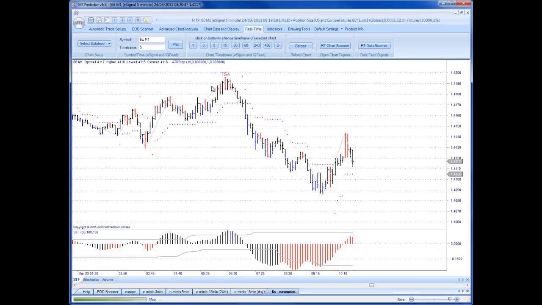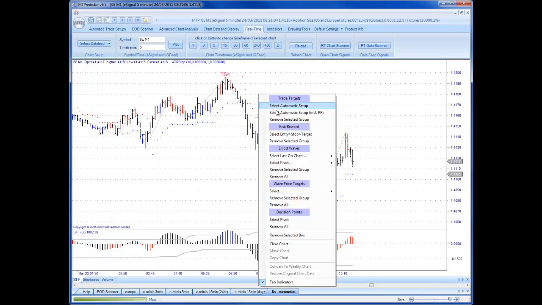But anyway, here we have a standard MT Predictor trade setup, a TS4 sell. It actually unfolded on that bar there, which is a black STF, so therefore that meets the standard criteria for a standard MT Predictor trade setup. So let's put the analysis on.